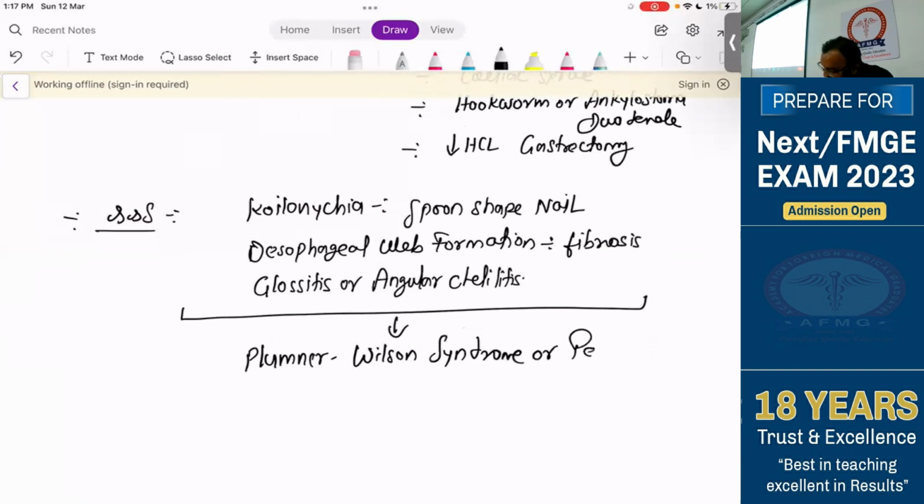or Peterson-Kelly syndrome. So which syndromes are associated with iron deficiency? The Plummer-Wilson or Peterson-Kelly. The patient will have esophageal web formation, glossitis or angular cheilitis with iron deficiency, which results in Plummer-Wilson syndrome or Peterson-Kelly syndrome. Koilonychia is also one of the findings in iron deficient anemia patients.